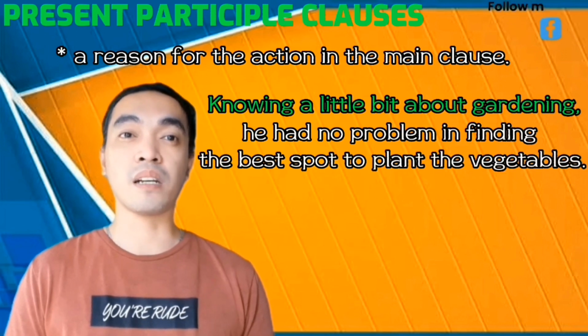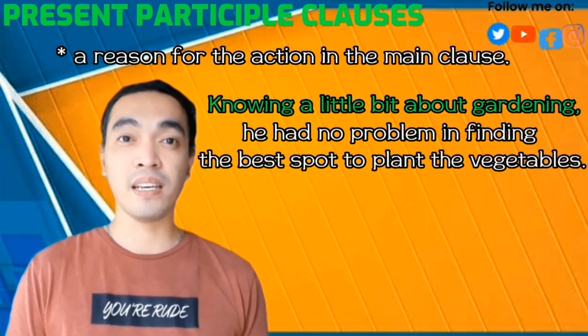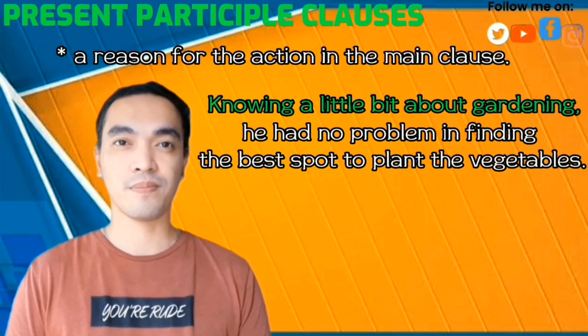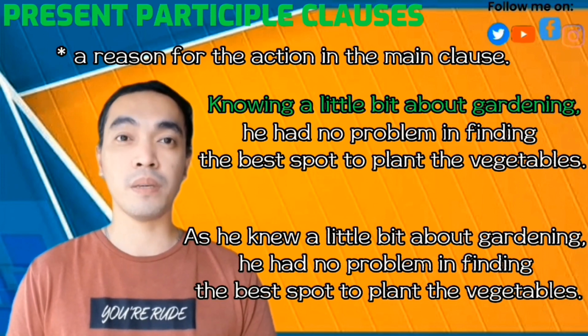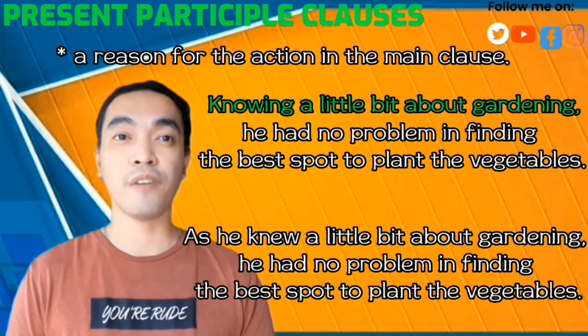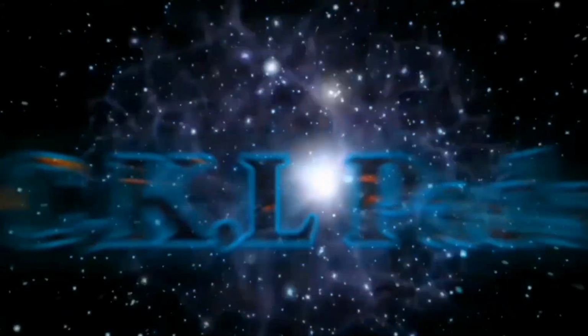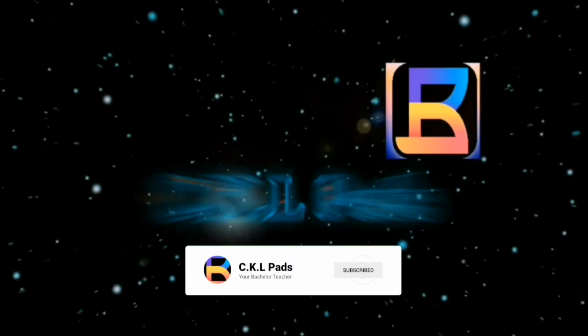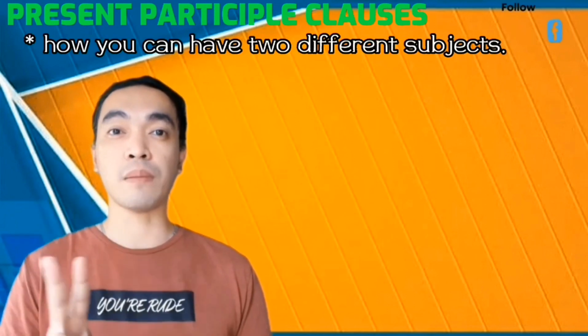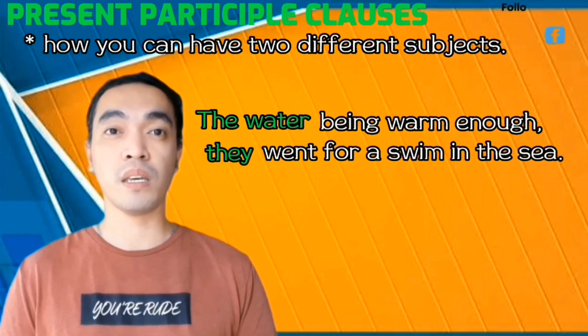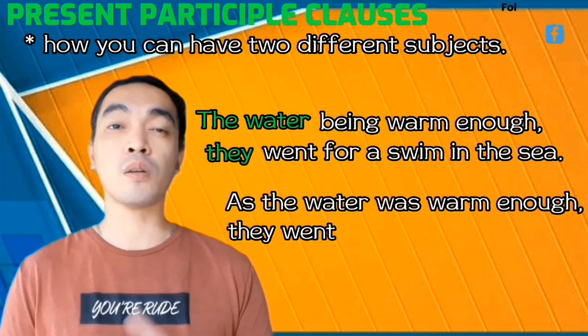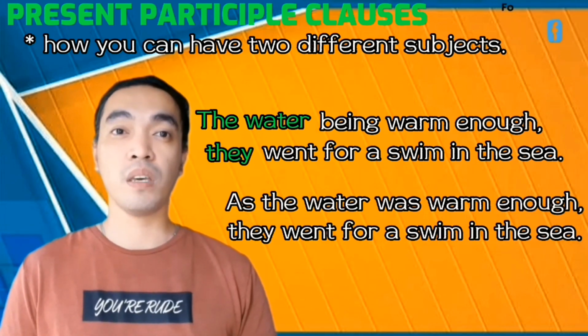Knowing a little bit about gardening, he had no problem in finding the best spot to plant the vegetables. In other words, as he knew a little bit about gardening, he had no problem in finding the best spot to plant the vegetables. I will show you how you can have two different subjects. For example, the water being warm enough, they went for a swim in the sea. This means, as the water was warm enough, they went for a swim in the sea.